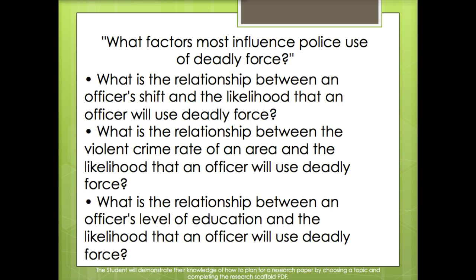What is the relationship between an officer's level of education and the likelihood that an officer will use deadly force? That's a very interesting question that I have no idea what the answer would be. So that's a great question. That might interest me the most, so I might go there.